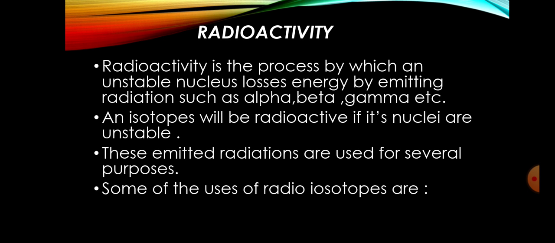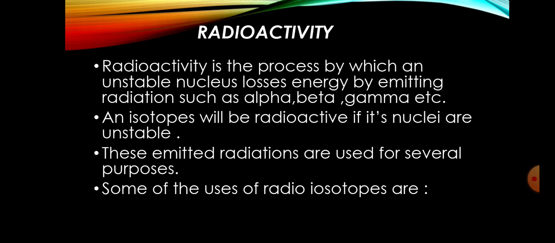Radioactivity is the process by which an unstable nucleus loses energy by emitting radiation such as alpha, beta and gamma. It means the process in which the unstable nucleus, having high energy or being more energetic, loses energy for gaining stability, by emitting energy in the form of alpha, beta and gamma radiations.